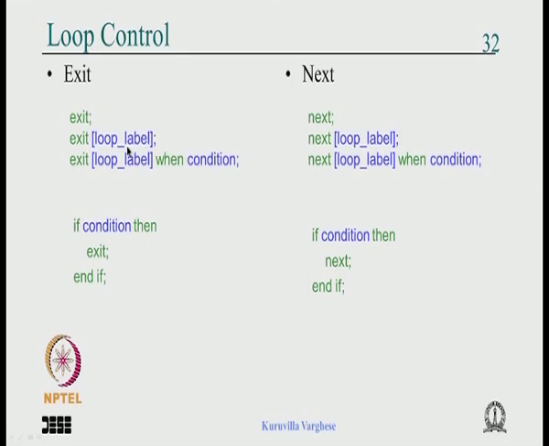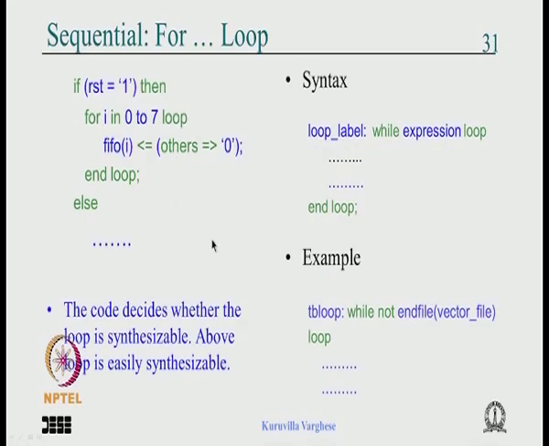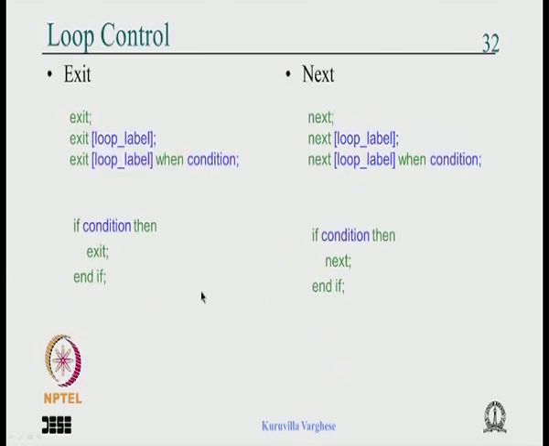You could say exit followed by the loop label, for example exit TB loop, so that it exits. That is useful when you have nested loops and you want to exit the whole loop, the main loop. Then you can give the proper label and it will exit. Otherwise, if there are nested loops, it can be confusing whether the immediate loop or the outer loop needs to be exited.